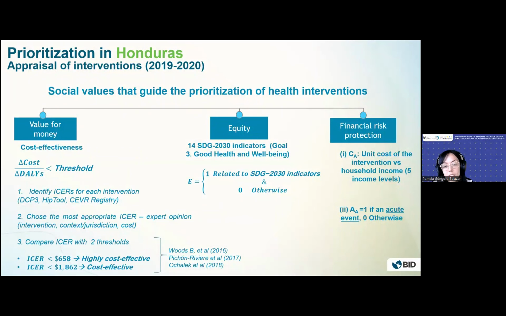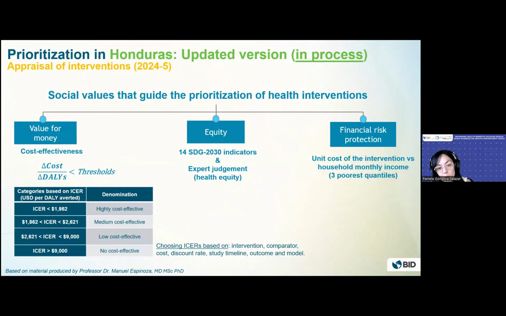And then we compared the ICER with thresholds based on what has been reported in the literature. Honduras hasn't estimated the cost effectiveness thresholds itself, so we basically rely on estimates from the literature. At the moment, we are in the process of adjusting and updating this, because COVID was in the middle, and sadly we didn't have the time to complete all the validations with the different stakeholders. Now, of course, data has changed, the country has changed, so we are adjusting these indicators a little bit.